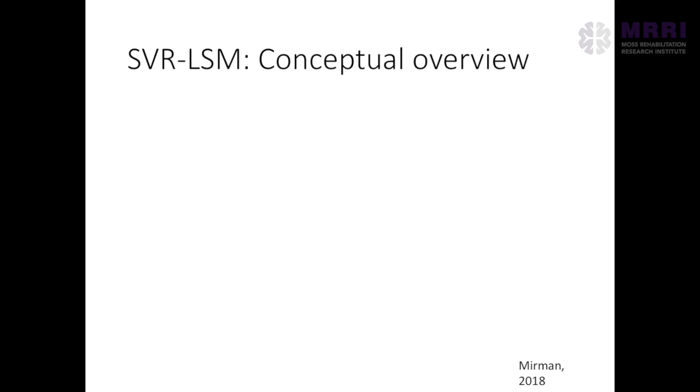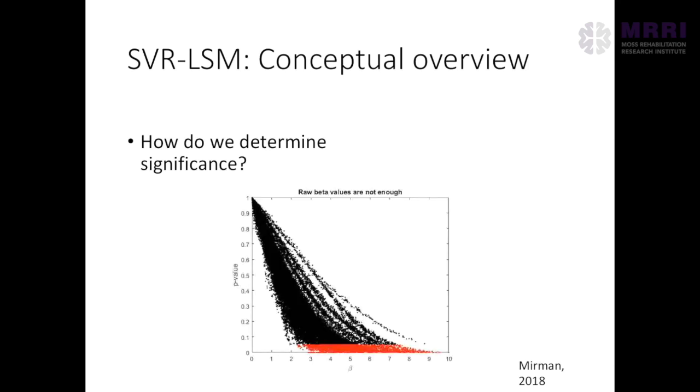Okay, so now that we've run our regression equation and we have our beta maps, as I explained before, we need to determine significance because these beta values are not statistically interpretable. And this is a figure from Dan Merman that I think does a nice job of exemplifying that. So on the x-axis, we have the beta values from the output, and then on the y is the p-values. And that red area down at the bottom is all the beta values that would be considered significant. But hopefully you can see the relationship is not linear.